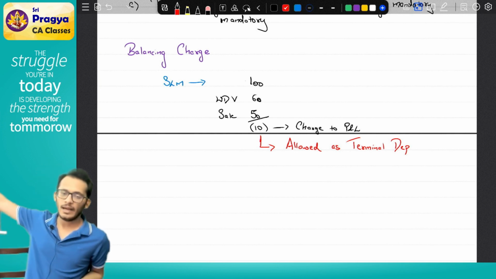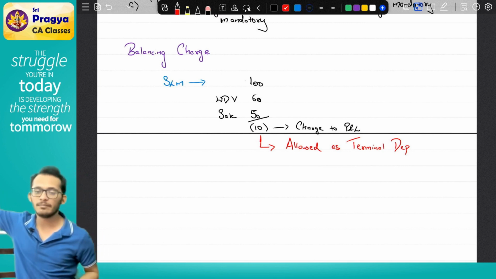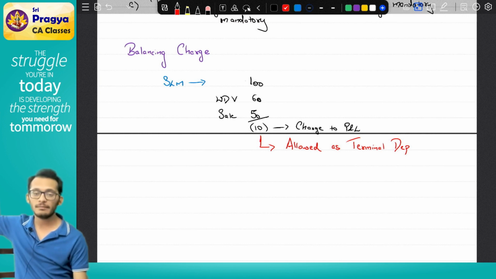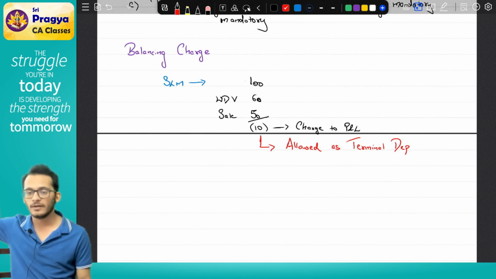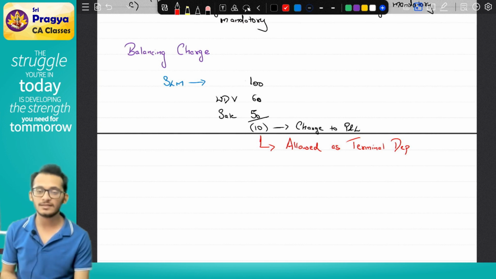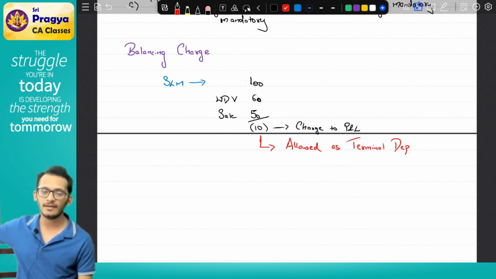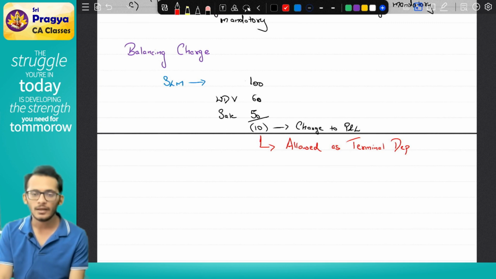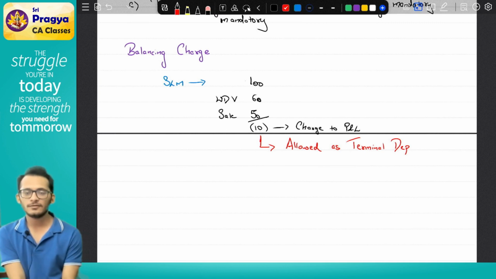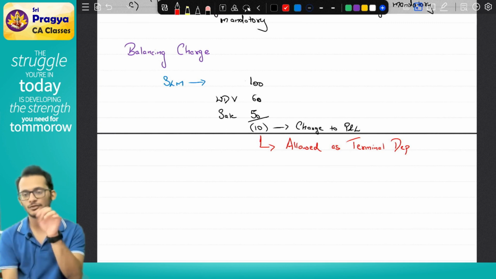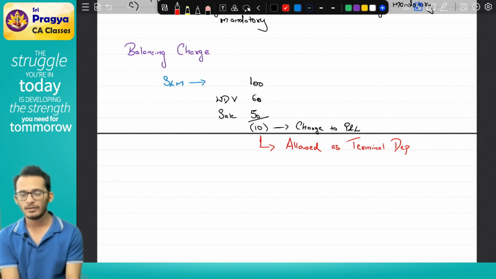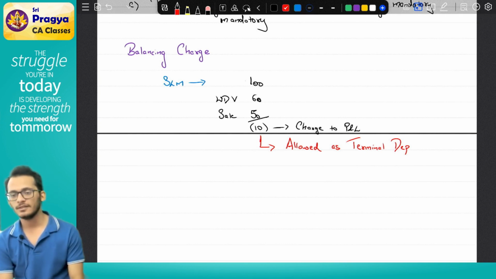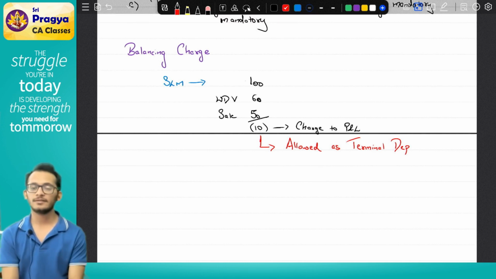Think about it. I have charged depreciation of 40 in my books, arriving at a WDV of 60. I should have charged 50 in my books to arrive at a sale value of 50, in which case you would have had no profit, no loss. So by mistake you have charged lower depreciation, claim the balance today. This is called terminal depreciation. Yes or no?